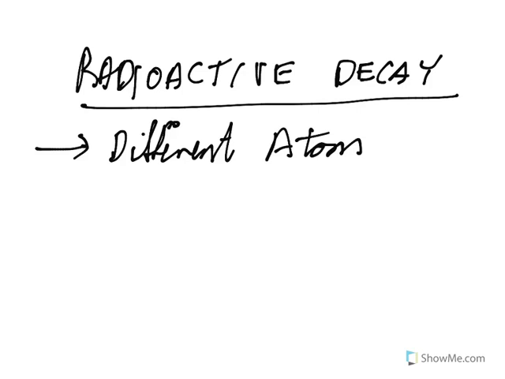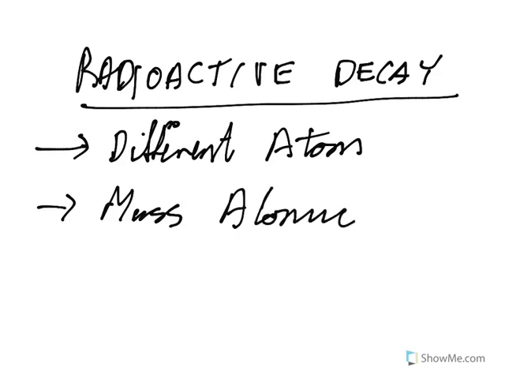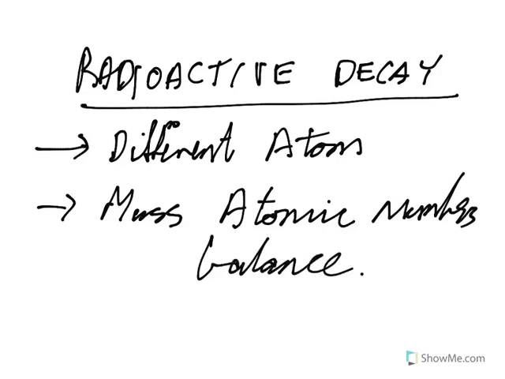Well, actually it's not quite true. Same numbers of particles, because a neutron can decay to be a proton and electron. But in total, the mass and atomic numbers remain the same. So our mass and atomic numbers have got to balance on each side of the equation.